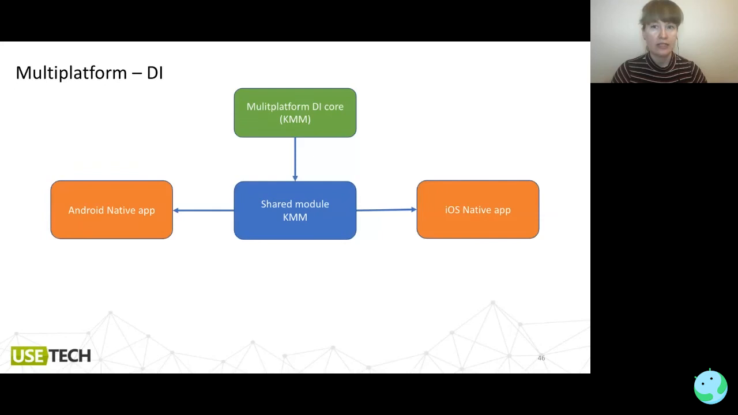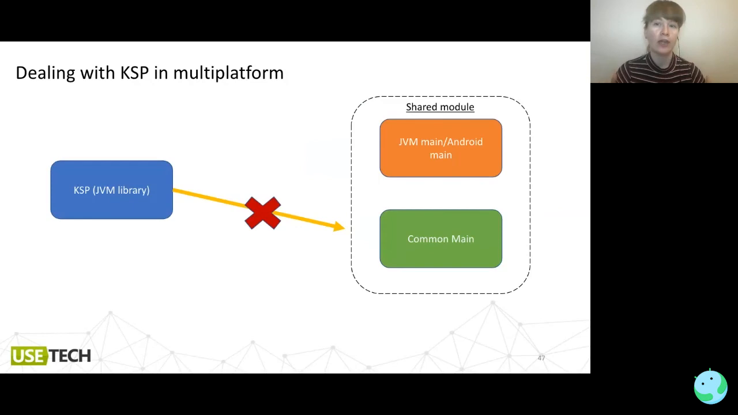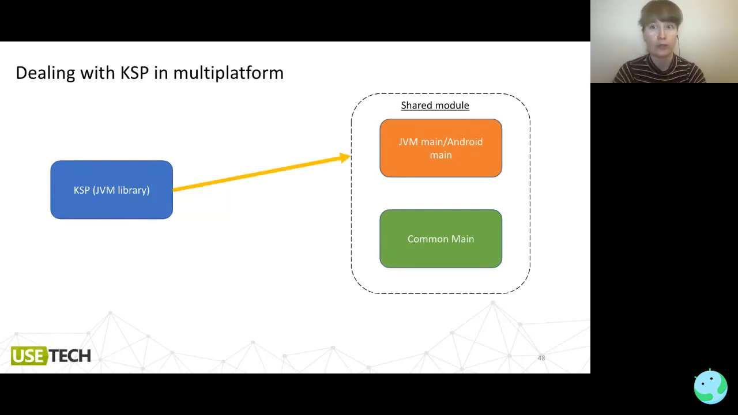So there is the schema of how the modules are connected in my project. I use several common modules: common core and common shared. Common core is my library, and the native iOS and Android applications are connected with the shared module, but not with core. And how can we connect our KSP, which is a JVM library, to this shared module? We cannot connect it to common main because it contains different targets, and KSP is JVM. So we have to connect it to JVM or Android main.